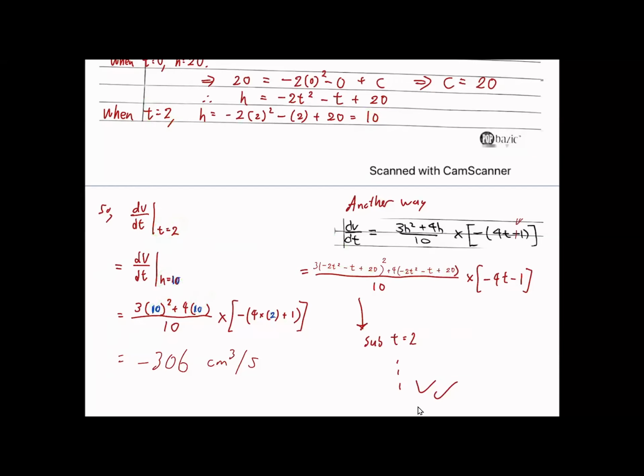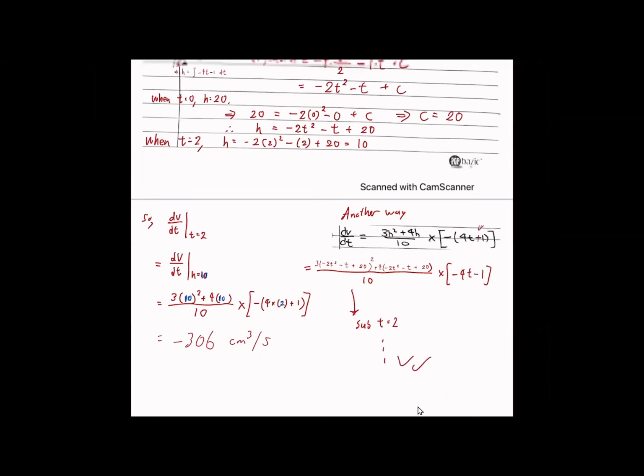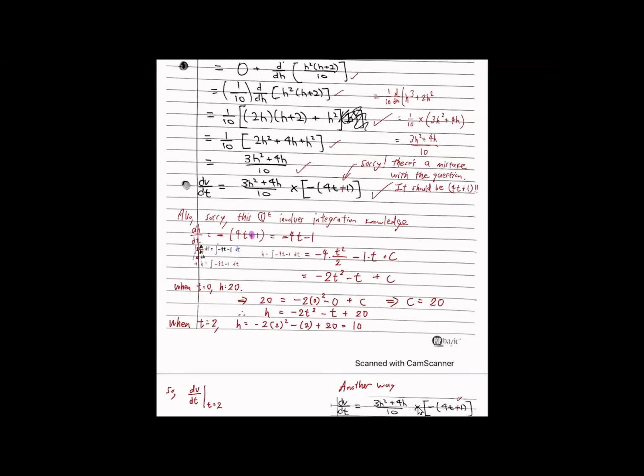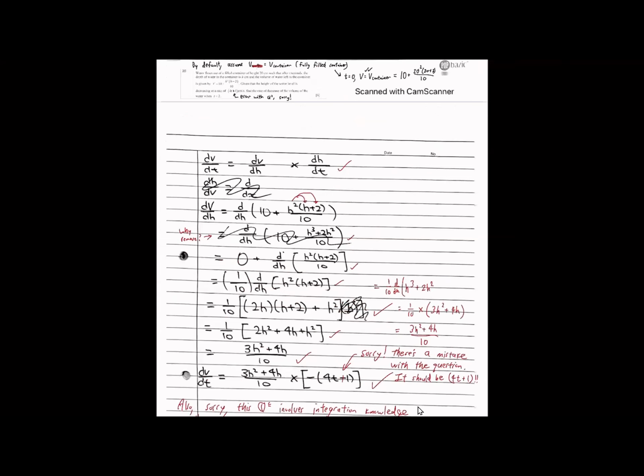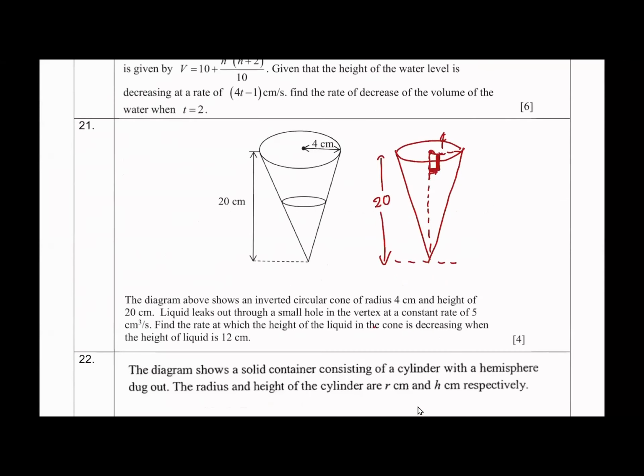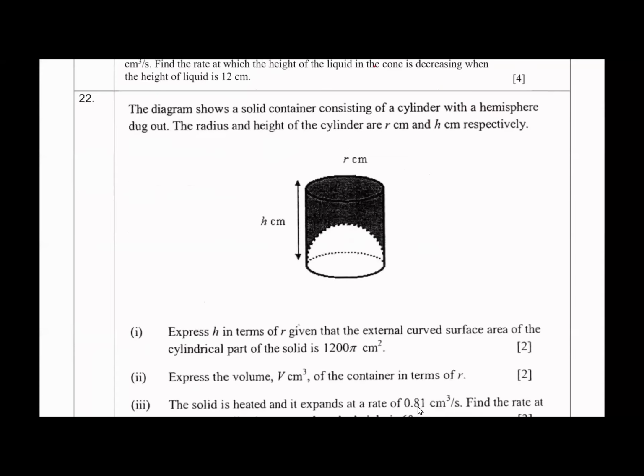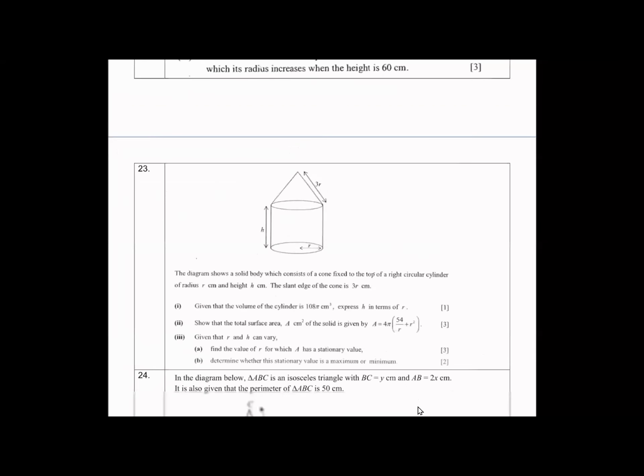Is that okay? Clear so far? Yeah, very good. Okay, then that's all. That covers all of the questions you did for me. The rest, please go and try 21, 22, 23, 24. Okay, actually I have time. Maybe I can go through some of the questions.